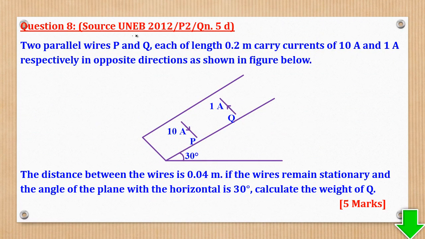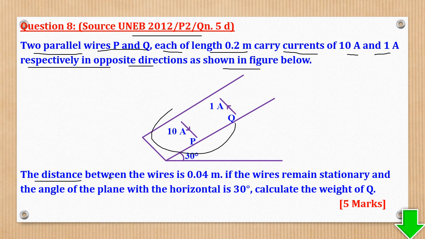Then question 8, still from UNEB 2012, question 5D, says: two parallel wires P and Q, each of length 0.2 meters, carry currents of 10 amps and 1 amp respectively in opposite directions as shown in the figure below. The distance between the wires is 0.04 meters. If the wires remain stationary and the angle of the plane with the horizontal is 30 degrees, calculate the weight of wire Q.